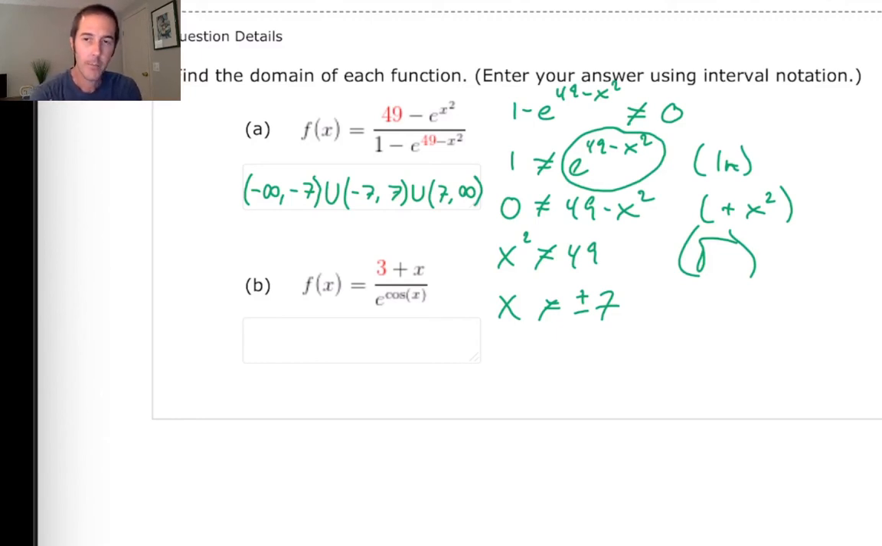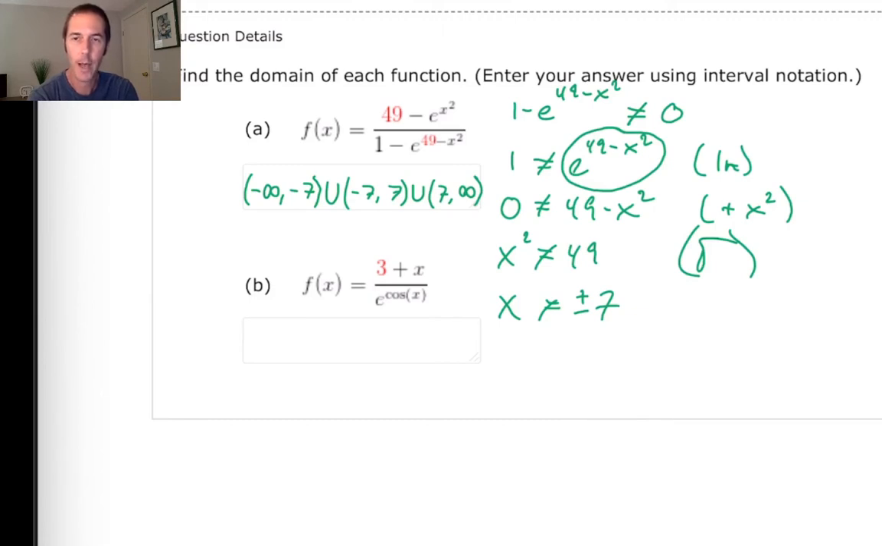Part B also has a fraction, which means we also want to avoid division by 0, which means e to the cosine of x, we don't want it to equal 0. We talked in the previous video about the domain of some trig functions, and I think we actually addressed the domain of cosine specifically. And were there any restrictions on x values that were allowed to plug into the cosine function? And the answer was no.